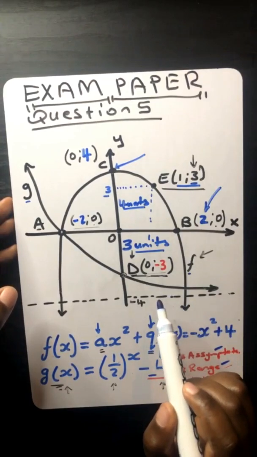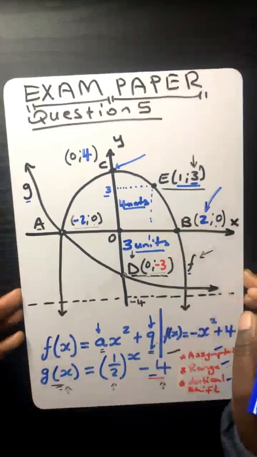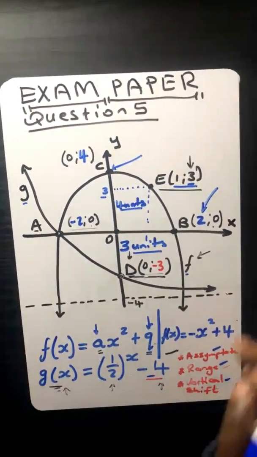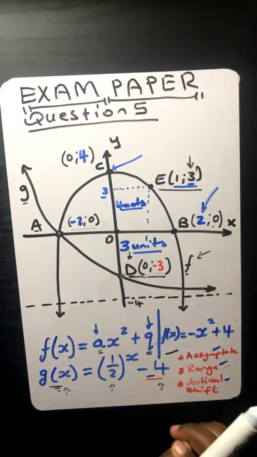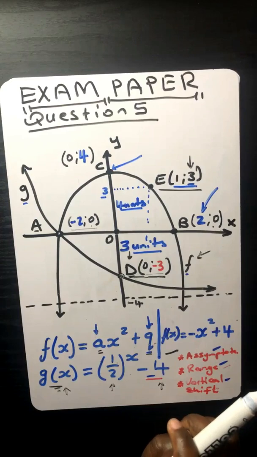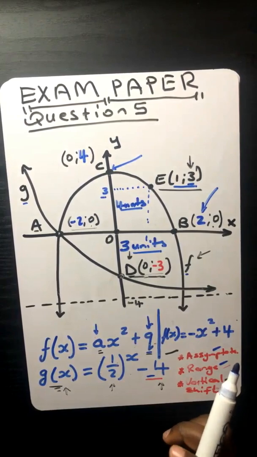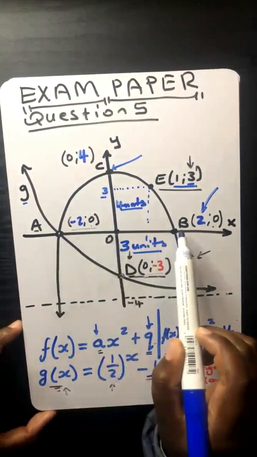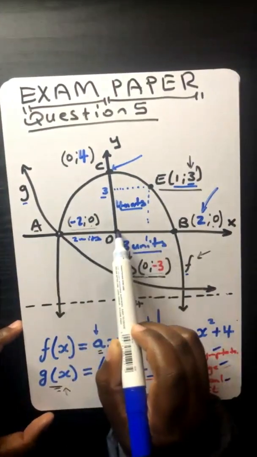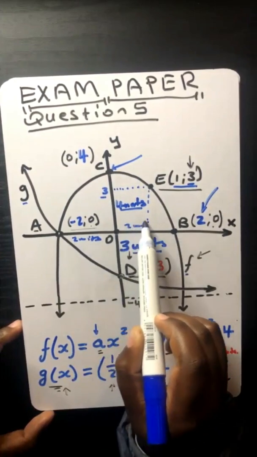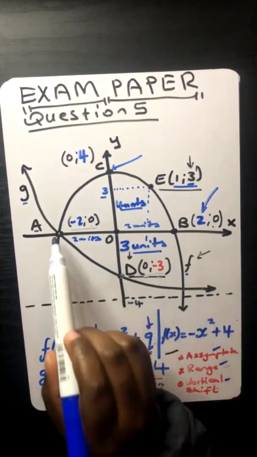Here comes a question, guys. What is the distance of AB? How do we calculate it? 2 plus 2. 100%. So if a question asks the distance of AB, from the origin to A is 2 units and from the origin to B is 2 units. Very, very important, ladies. So that is how you determine the length of AB.